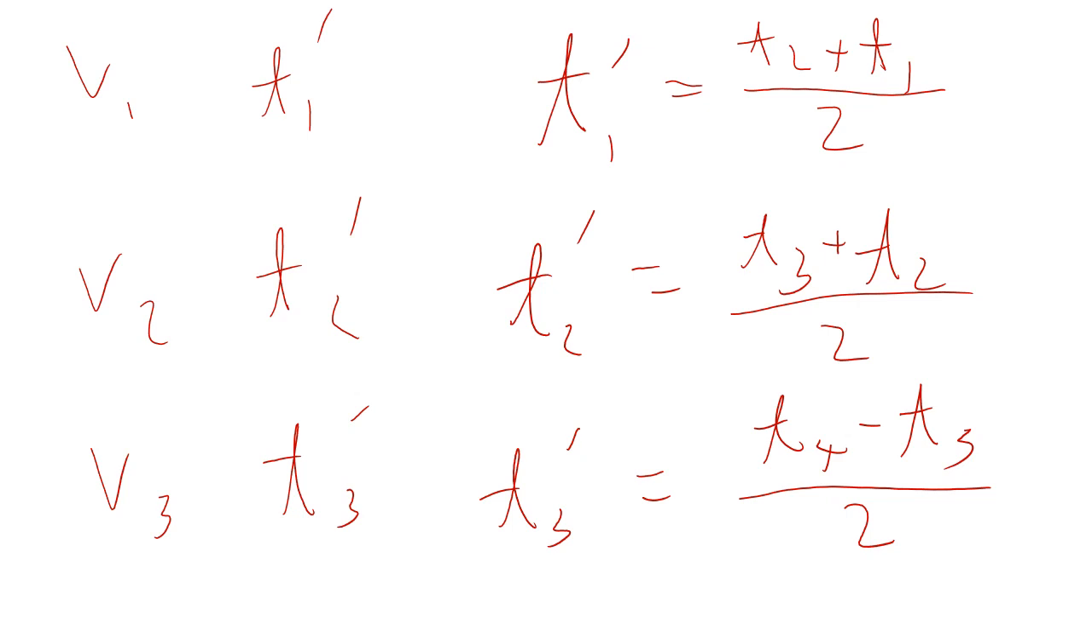So T3 prime is going to be T4 plus T3 divided by 2. So that's going to be midway between T3 and T4.